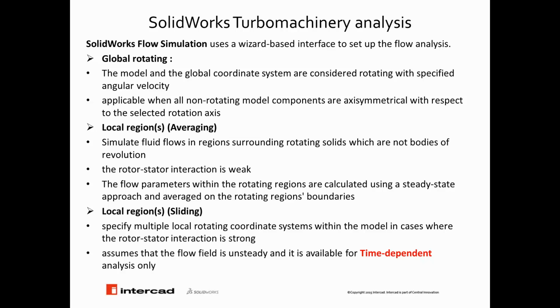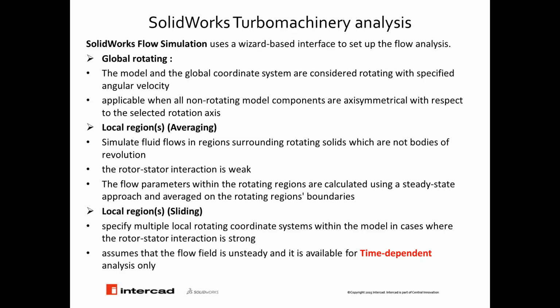We call this scheme local regions averaging, and we can simulate the fluid flows in a region surrounding rotating solids which are not bodies of revolution. And the rotor-stator interaction is big. We have enough gap between these two components. The flow parameters within the rotating region are calculated using a steady-state approach and averaged on the rotating region boundaries. So we're talking about moving to a rotating reference frame and transferring our coordinates there.